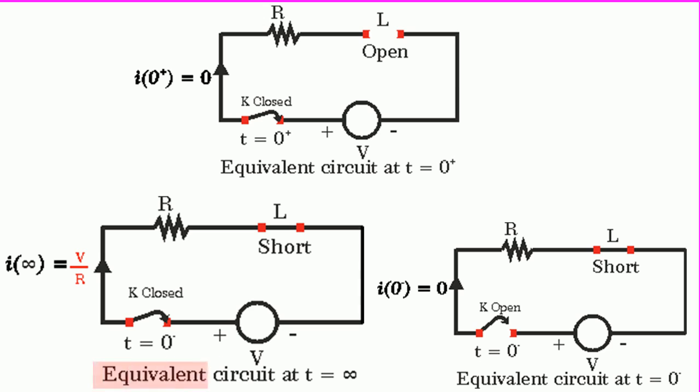Similarly, at t equal to infinity, switch K is closed, L is short, and hence I of infinity is equal to V by R amperes.